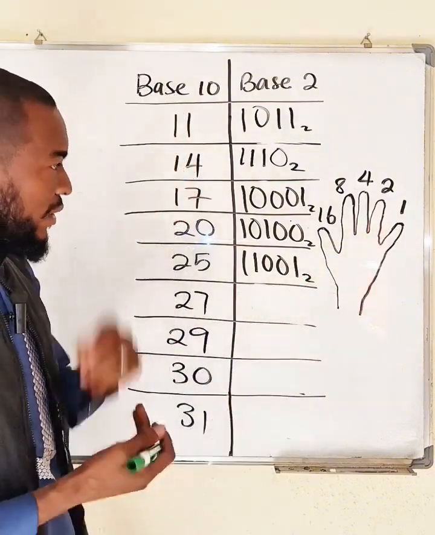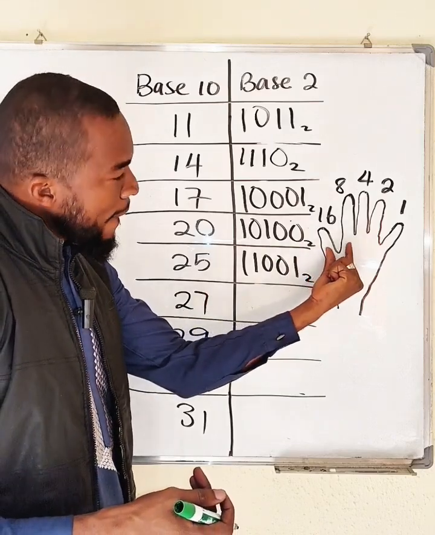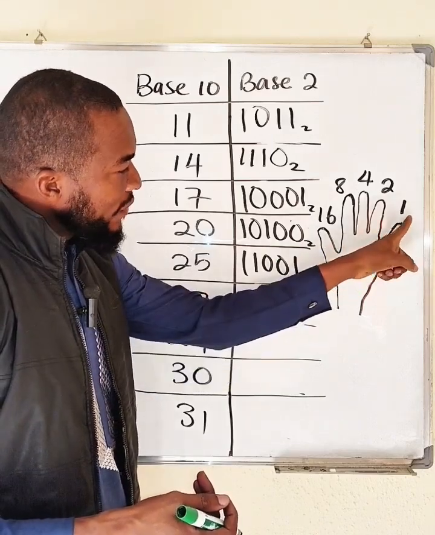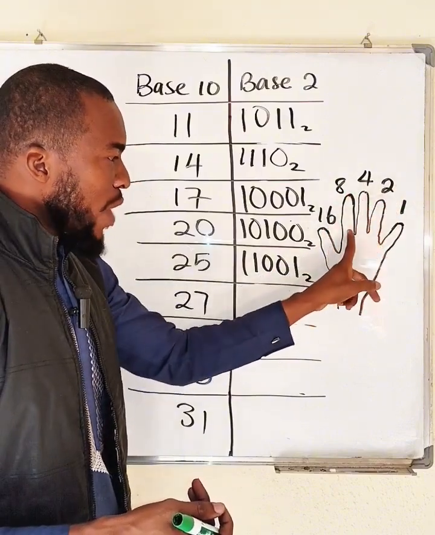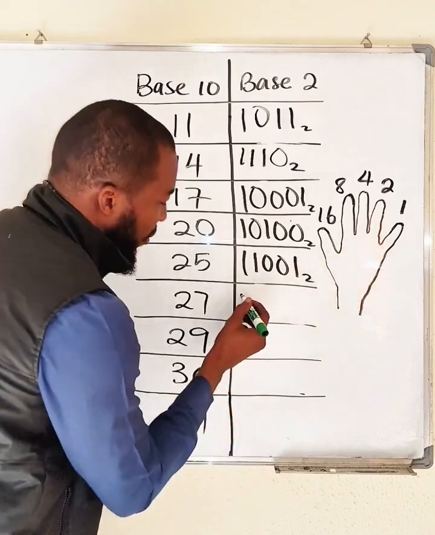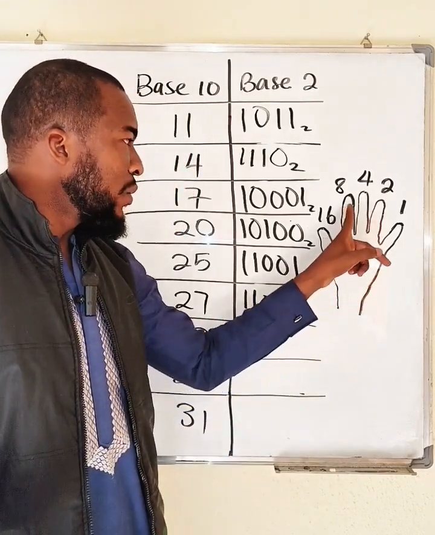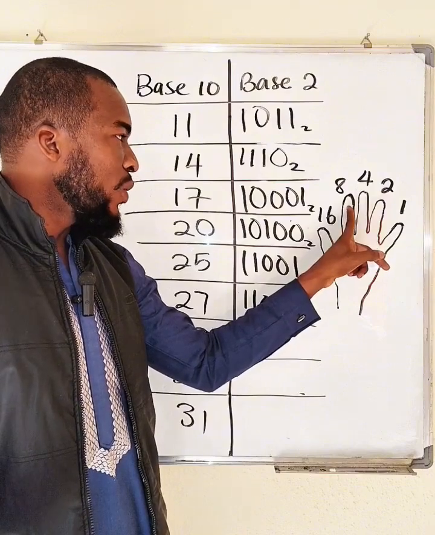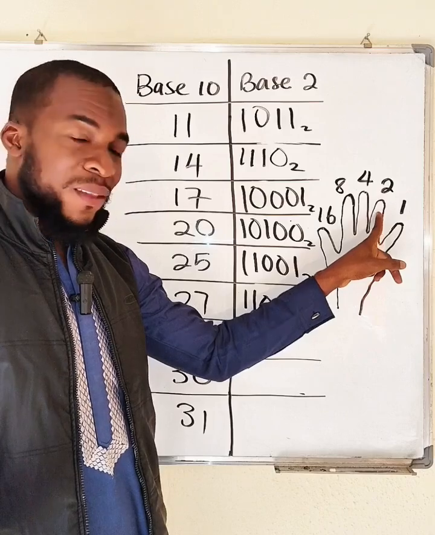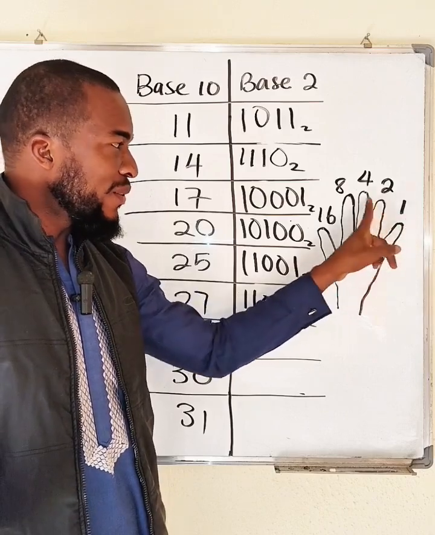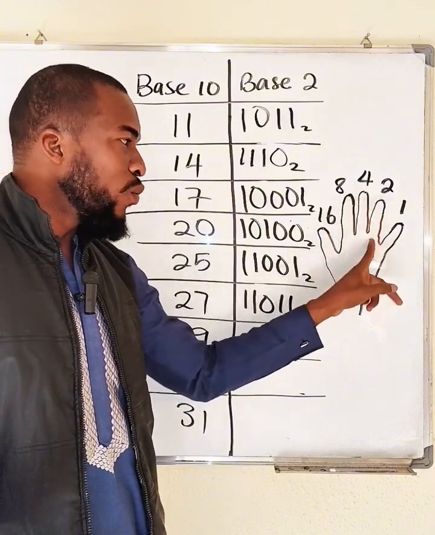Then 27, let me see, 24, 25, 26, 27. Yeah, except this one, the middle finger. So it will be 1, 1, 0, 1, 1. You should confirm that, please. 16 plus 8 is 24. 24 plus 2 is 26. 26 plus 1 is 27. So we only excluded the middle finger here. So it will be 1, 1, 0, 1, 1.